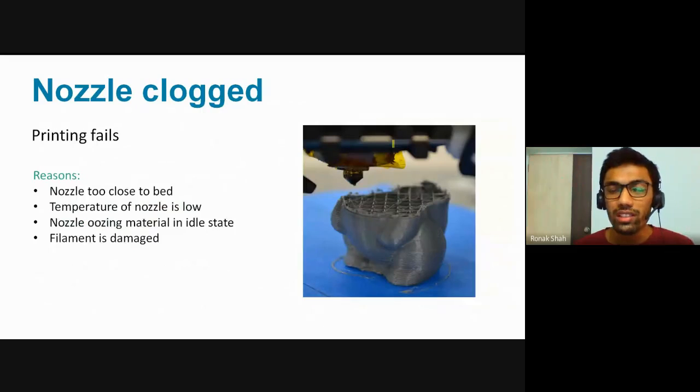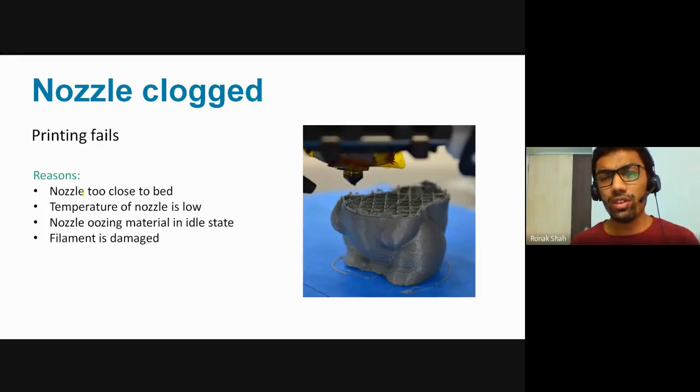Now, the nozzle getting clogged. This is one of the most common problems in 3D printing, especially with FDM, that after certain layers the printing is complete, the nozzle gets clogged, and because of that the filament is not coming, and then you lose the printing, or the object, the printing job fails.